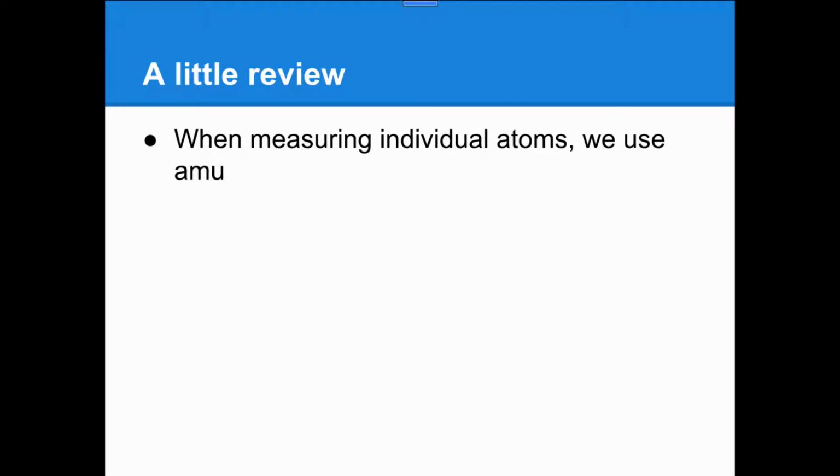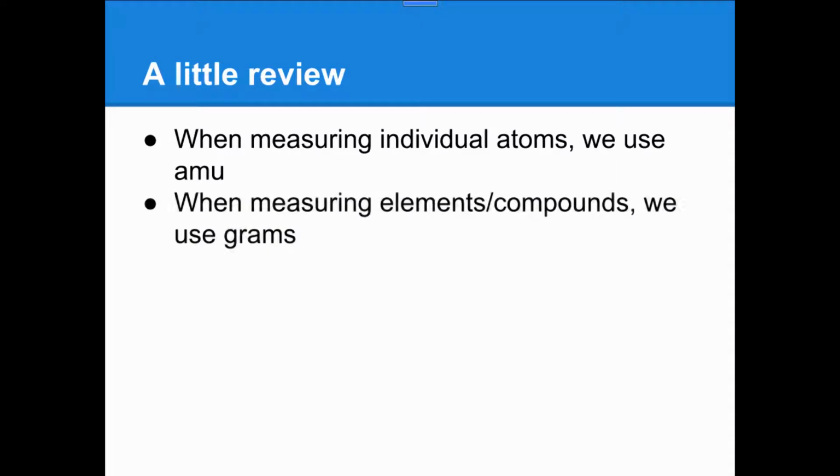First, a little review. When measuring individual atoms, we use AMU. Remember from chapter 3 we learned that AMU was a unit of measurement, atomic mass units. Atoms were so small that we didn't have any sort of unit that we could use, so scientists had to create one, and they created AMU. When measuring elements or compounds, we use grams. So when we have elements or compounds, that's a whole group of atoms. So since there's more of them, we can use grams.